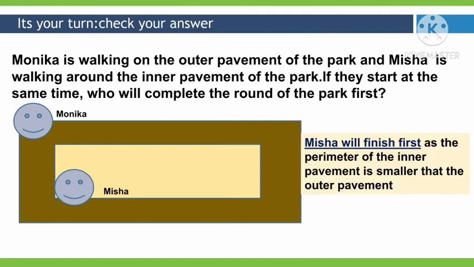Yes, your answer is right. Misha will finish first because the perimeter of the inner pavement is much smaller than the perimeter of the outer pavement. So if they start at the same time, definitely Misha will finish first.